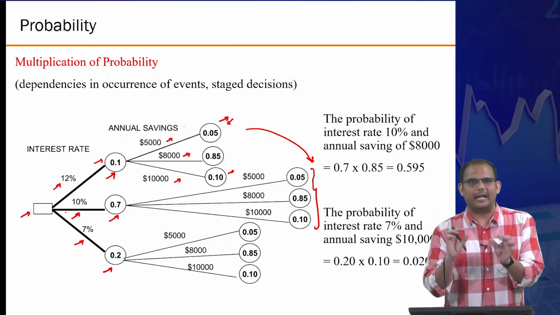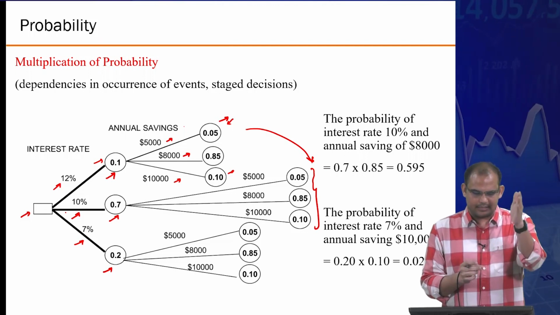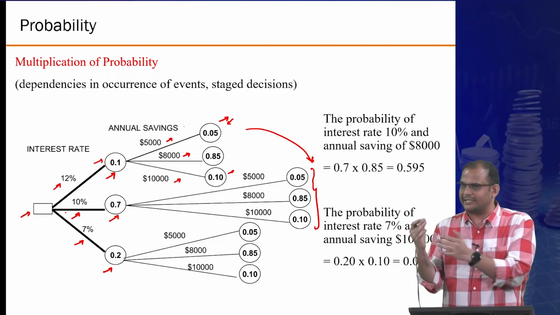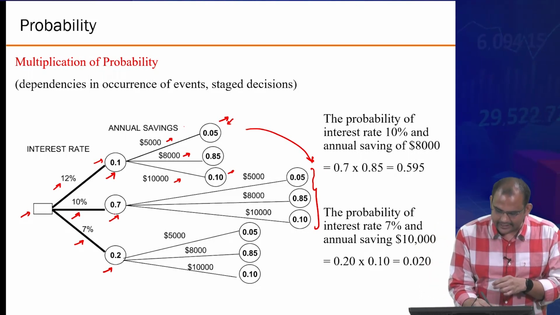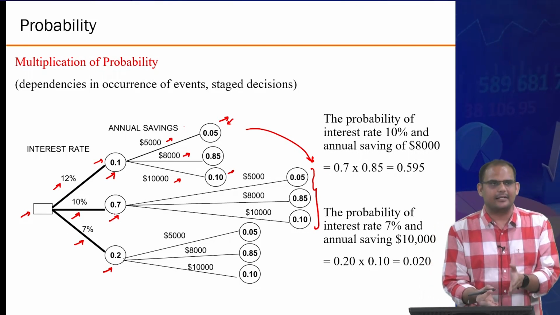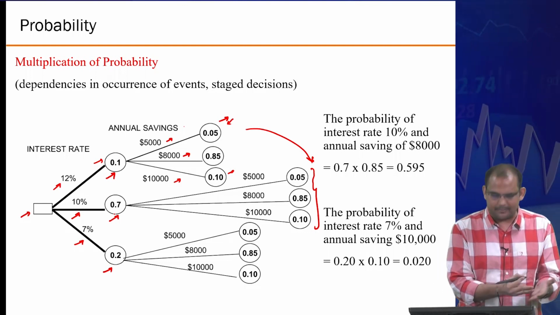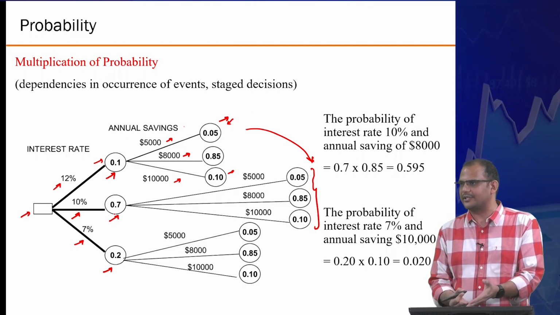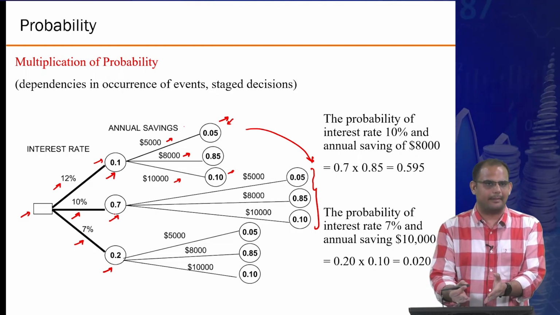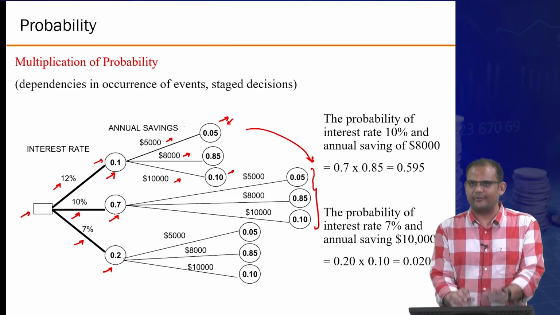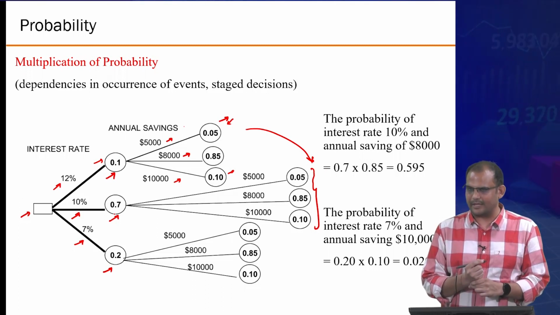These two phenomena that I am describing, the interest rate and the annual savings, could also be related, conditional in a way that given there is a 0.7 chance of 10% interest rate, if the interest rate is 10%, your savings have this probability distribution, compared to when your interest rate is 12%, your savings have this probability distribution. This could be different. For simplicity, I have taken it the same here, right?